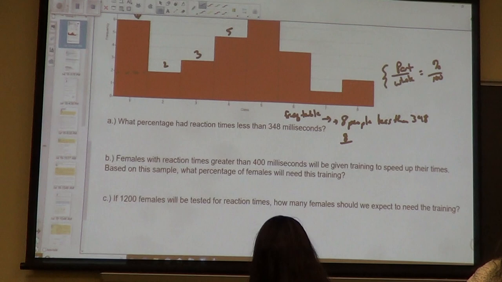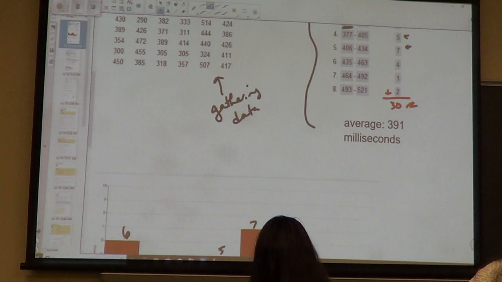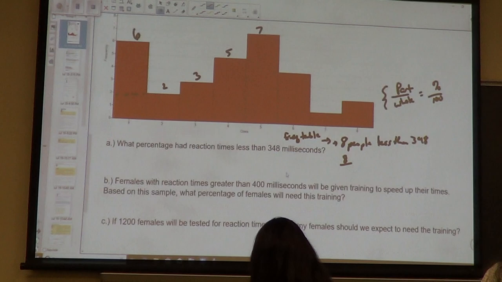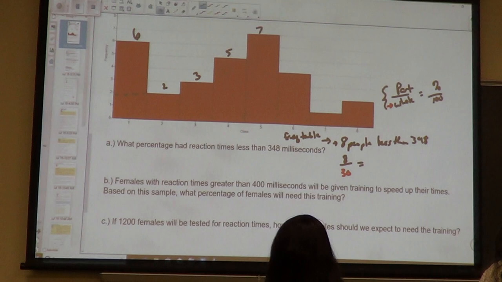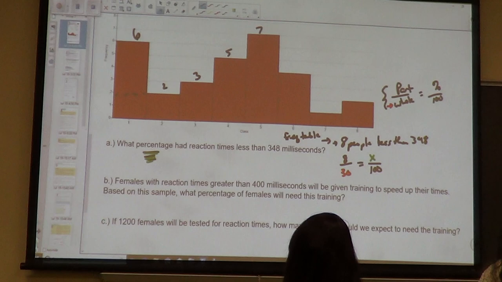What is my whole? My whole is going to be 30. That's the whole number of people I surveyed. That's the whole number of people I asked. So 30 is going to represent my whole. And percent is what I'm trying to find. So the percent is what I don't know.